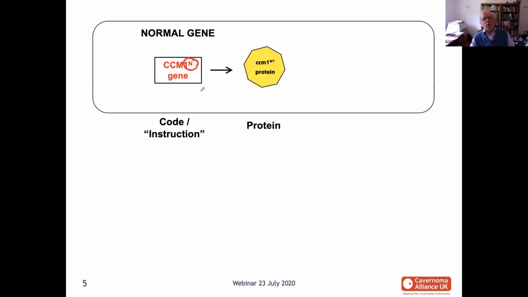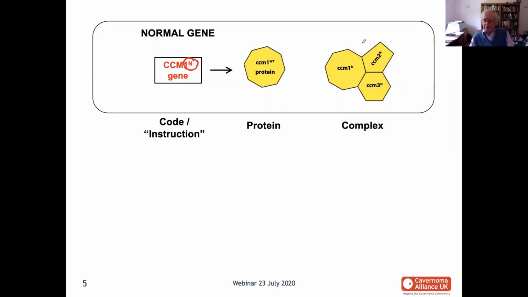So CCM1 does that for a CCM1 protein, but CCM2 will do it for a CCM2 protein, and CCM3 will do it for a CCM3 protein. In other words, the CCM genes in their normal form give rise to 3 proteins. And those proteins form a complex. They combine together to act as one unit. So this is the unit which is important for Cavernoma.